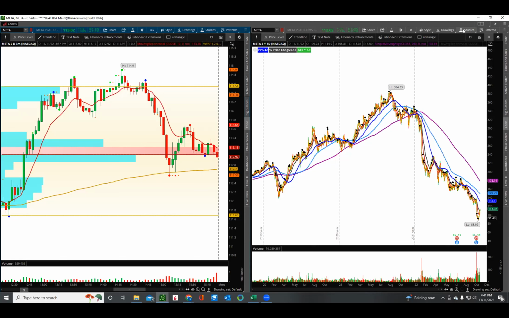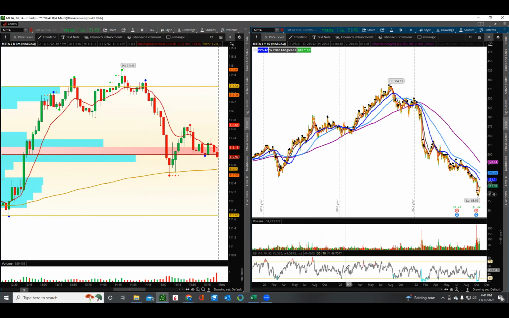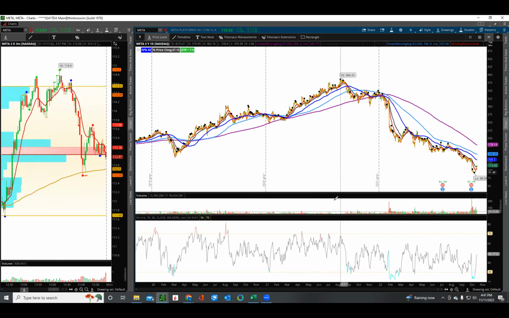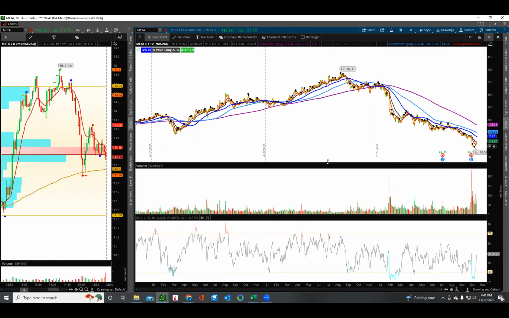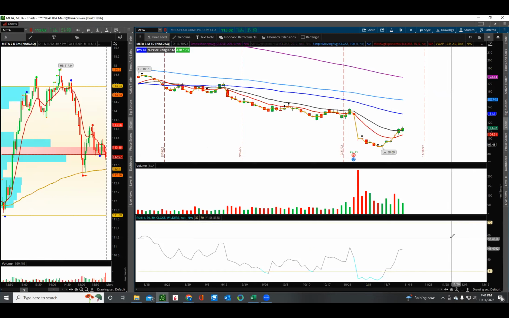If I go into studies here and I say edit studies, I type right here RSI. And I add that. That plots the RSI down here. Let me move this over a little bit. We don't need that much. Make this a little bit bigger just so you can see it more clearly. Okay. We go into a slightly smaller time frame. Okay. So you can see this pretty clearly.